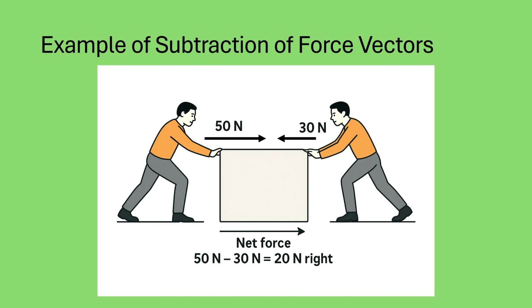Let's look at a couple of examples, the first being subtraction of a force vector. Here we have two men pushing against each other, which makes no sense, but it's an example. One's pushing a little harder with 50 newtons to the right, and the other gentleman is pushing to the left with a force of 30 newtons. So we can subtract these two forces. 50 newtons minus 30 newtons is equal to 20 newtons, and that would be to the right.